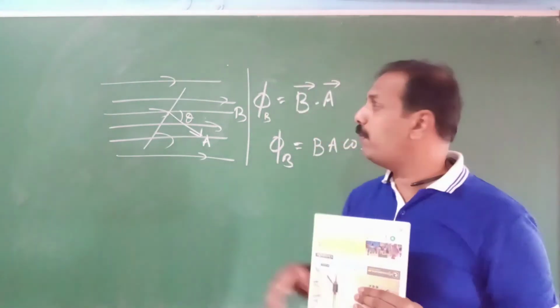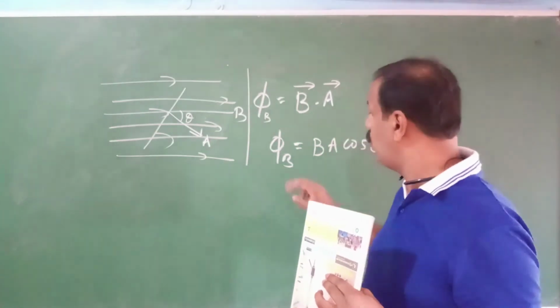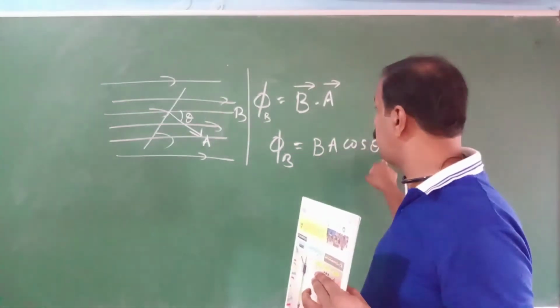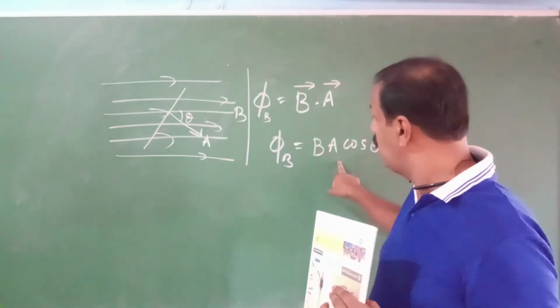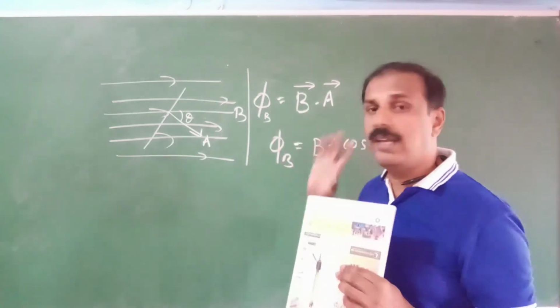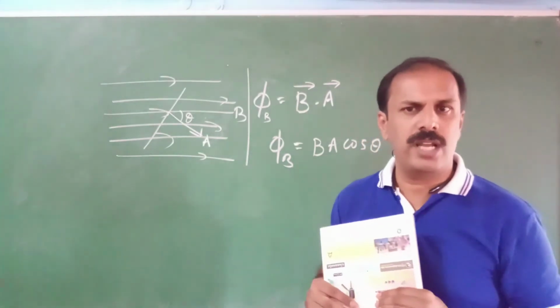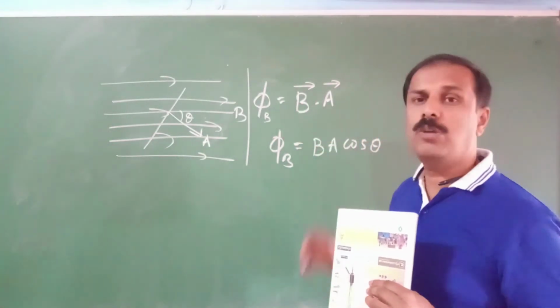And the equation for magnetic flux is phi B equal to B dot A, or phi B equal to B A cos theta. And you know this is a dot product or a scalar product. So magnetic flux is a scalar quantity.